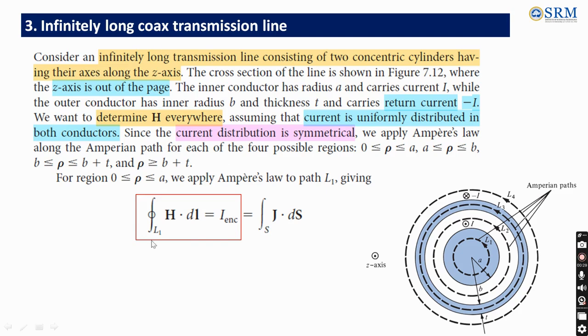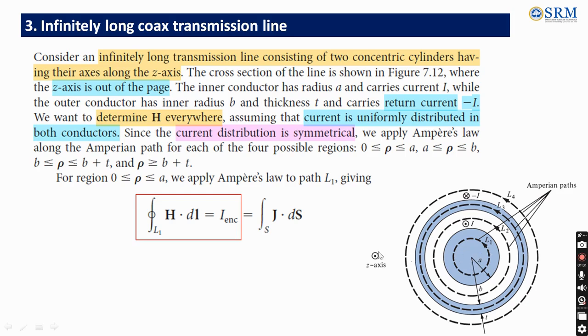So let us see how we can apply the Ampere circuit law to find the magnetic field intensity for the infinitely long coaxial transmission line. If you take a coaxial transmission line, we know that it consists of an inner conductor and outer conductor separated by a dielectric, right? So the inner conductor radius is A, the outer conductor inner radius is B, and its thickness is T.